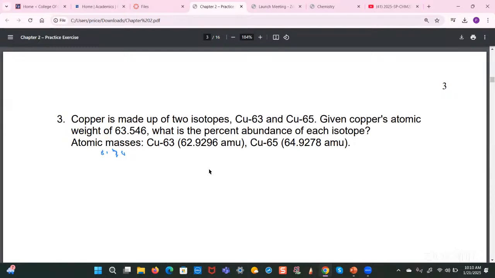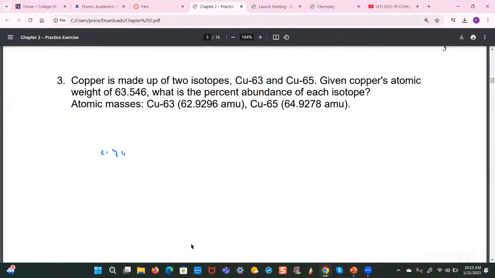So how would you go about doing this? How would you set this up? Okay, so this is from the periodic table.